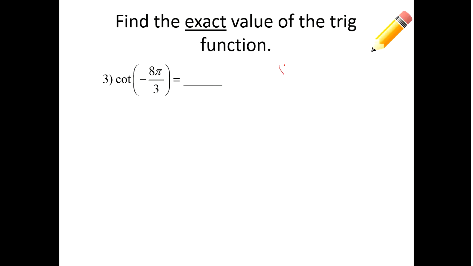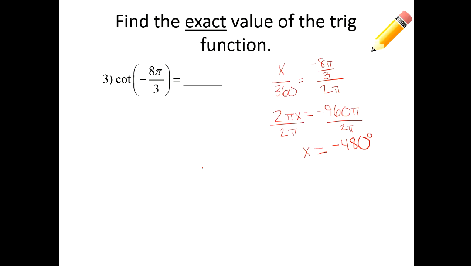So I don't know the degrees over 360, but I do know how many radians I have out of 2 pi. So cross multiply here. So I'm going to get 2 pi x equals 360 times -8 pi over 3 is -960 pi. Right? Because 360 times 8 divided by 3, 960. Let's divide by 2 pi on both sides. So I get x equals -480 degrees.